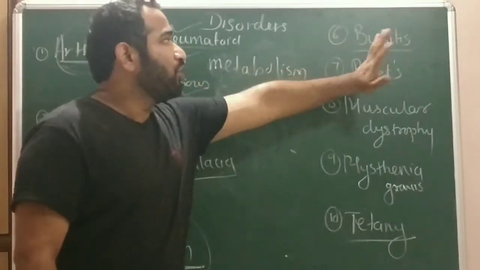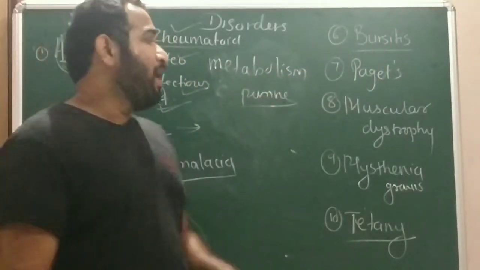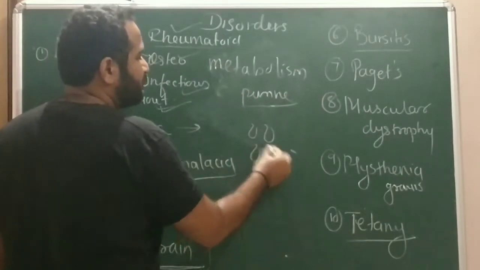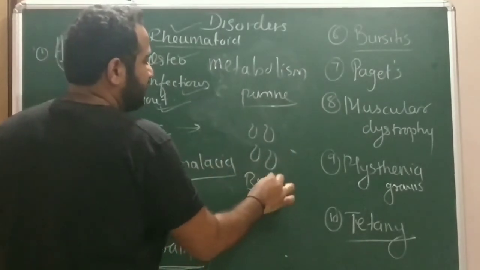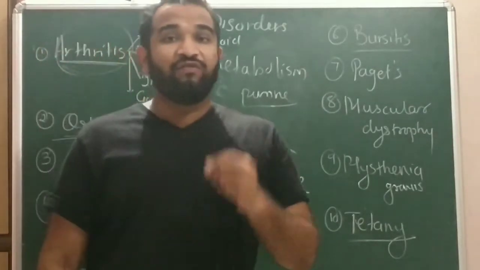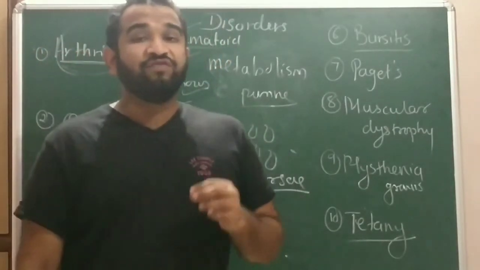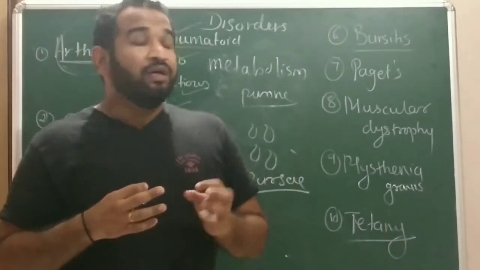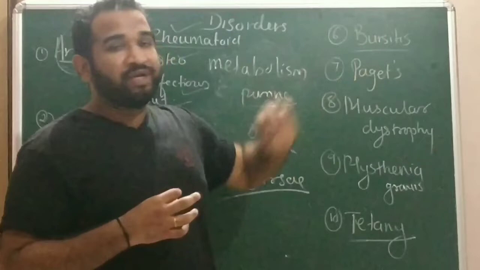Next is the disorder that is called bursitis. There are these small sac-like structures we have studied which are called bursae. If you remember, in these bursae the synovial fluid is present. So when there is inflammation of these bursae in the synovial joint, that condition is called bursitis.